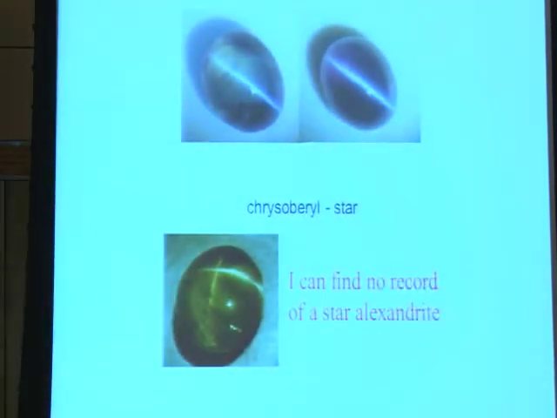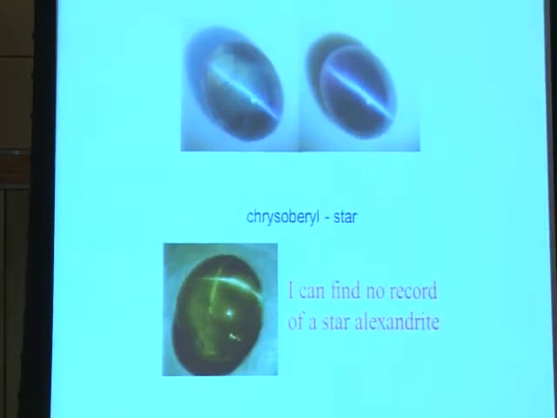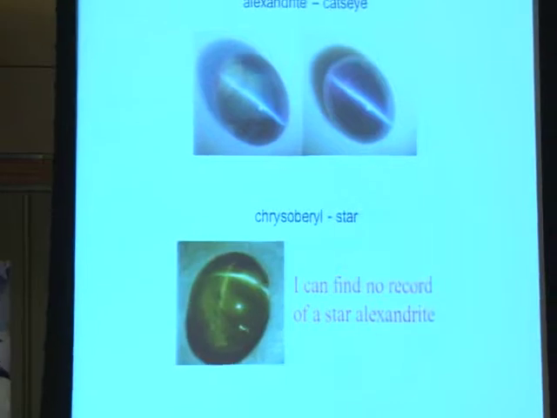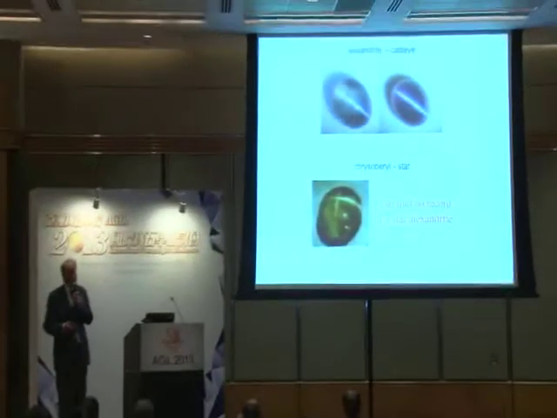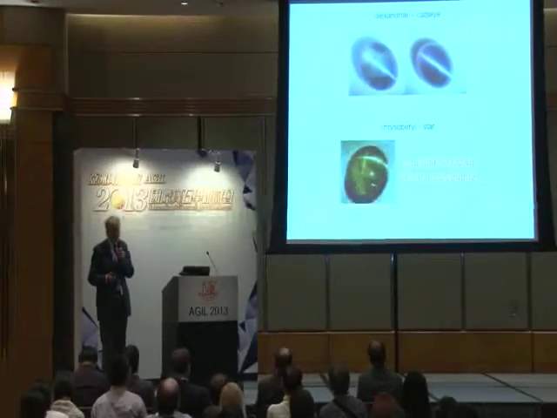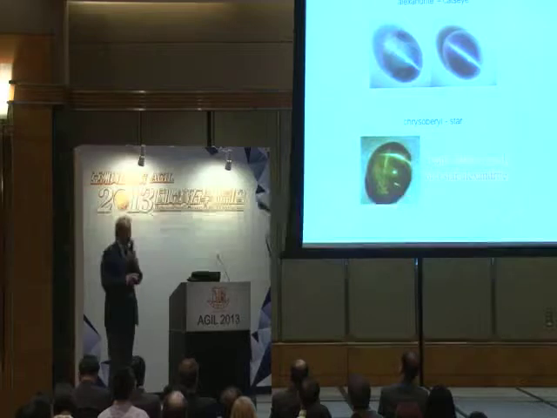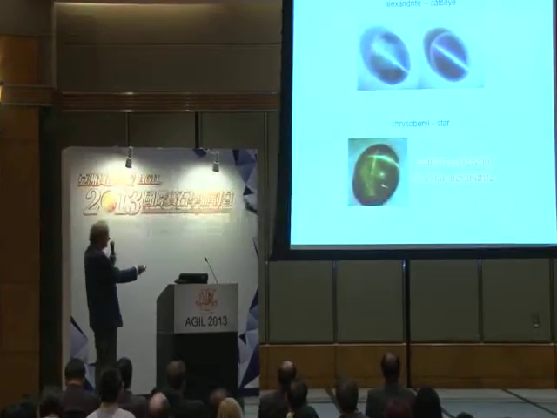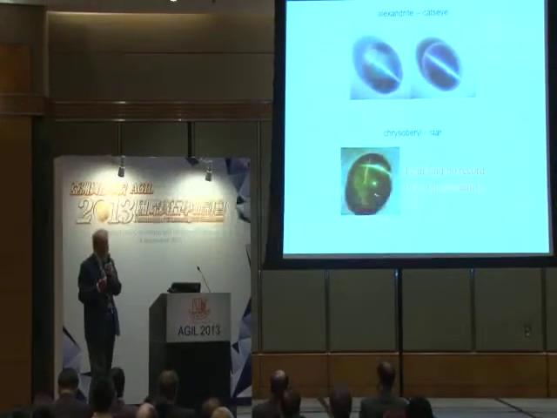I can find no record of a star alexandrite, but in 1962, Robert Crowningshield, writing in Gems and Gemology, did speak of a star alexandrite. But when you look at the photograph, there was really only one arm, this one, and the other arm, you could just see, it didn't actually complete the form. So to call it a star alexandrite was really, I think, stretching the imagination too far. But certainly star chrysoberyl as here.